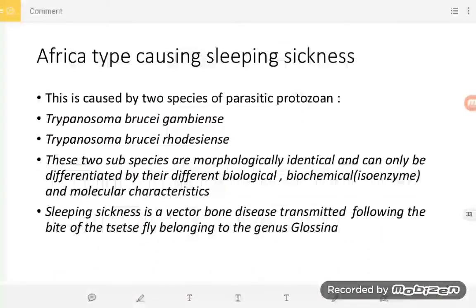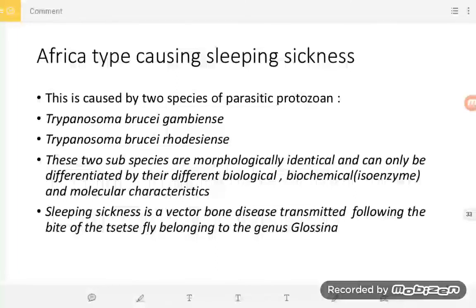African type causes sleeping sickness. This is caused by two species of parasitic protozoan. When we consider the trypanosoma, they are protozoan parasites. The African type sleeping sickness is the disease caused by the trypanosoma species, right? One of the species, especially Trypanosoma brucei, produces the African sleeping sickness. According to the subspecies, we can divide Trypanosoma brucei into two, Trypanosoma brucei gambiense and Trypanosoma brucei rhodesiense.